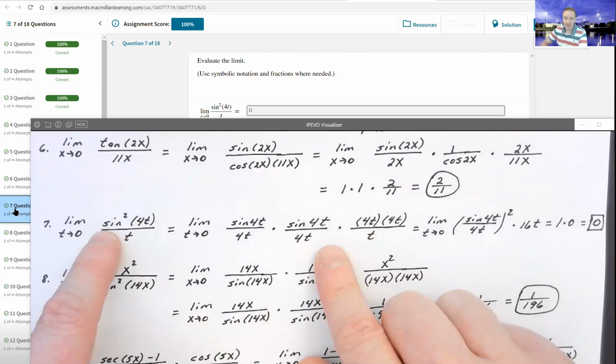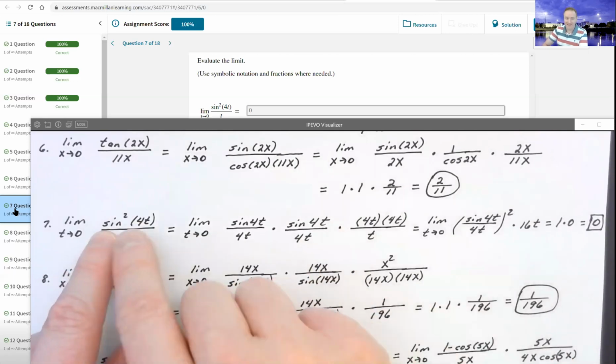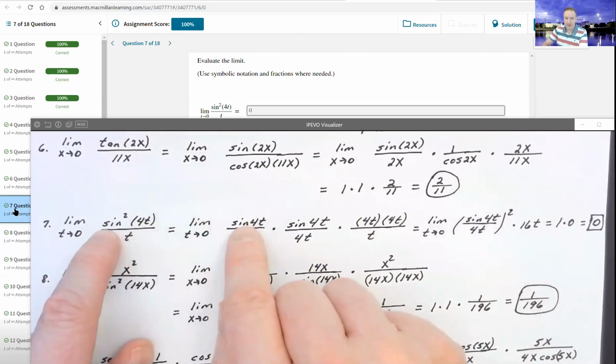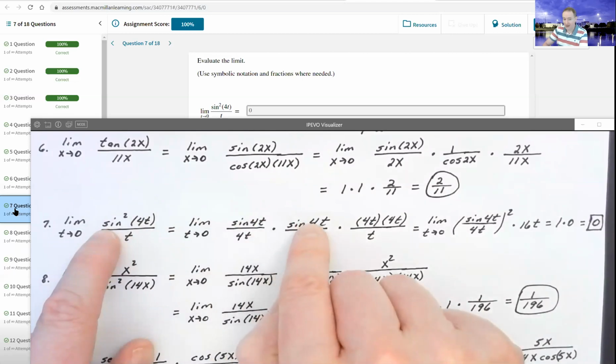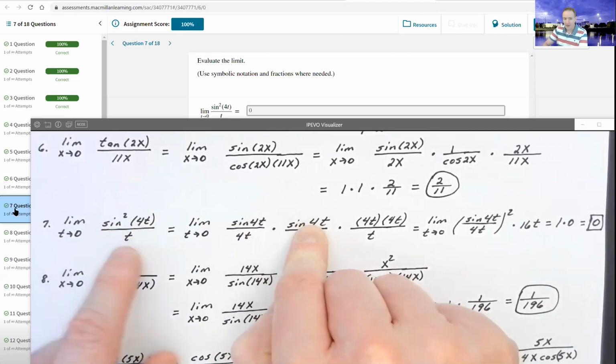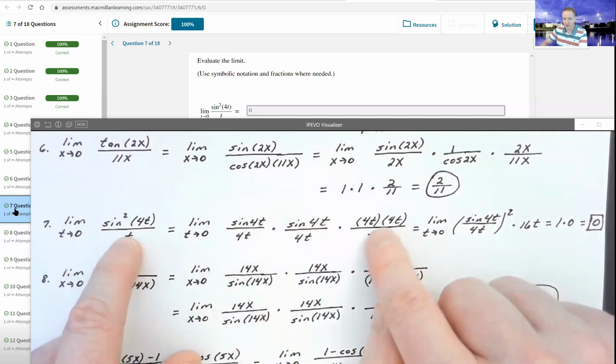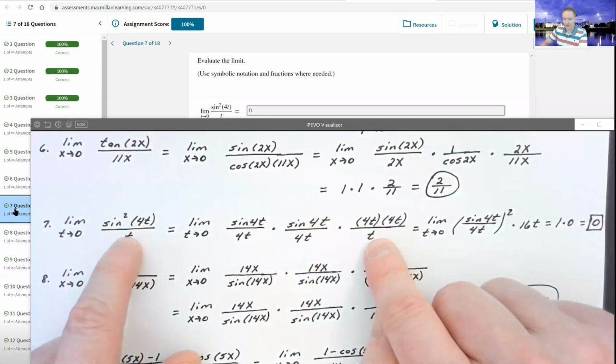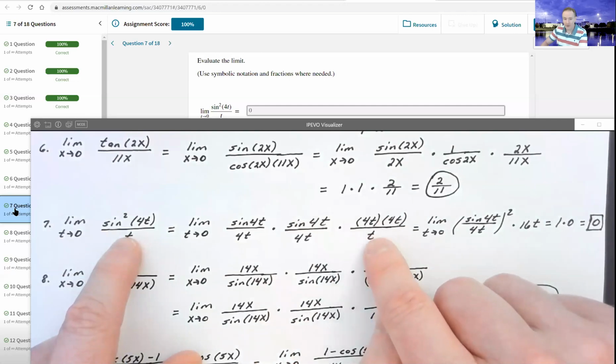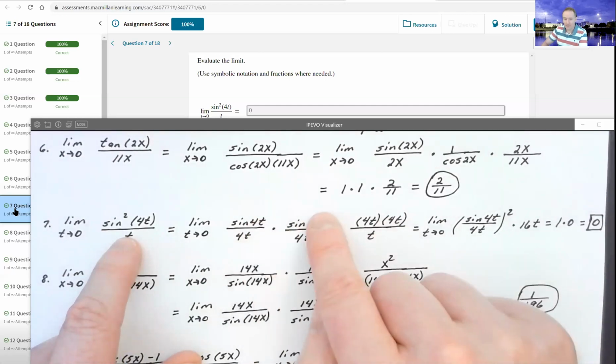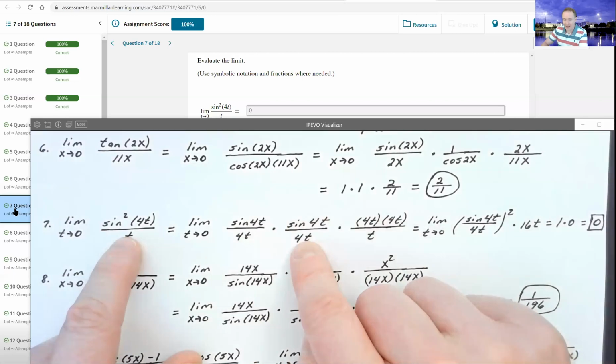So I went ahead and said, well, this limit is going to be, since it's sine squared 4t, that means the sine of 4t times the sine of 4t. You'll notice I took that divided by t, and I went ahead and created a third fraction with a t in its denominator. Why did I move it over there? Well, because both of these denominators, it's already concluded what it has to be.